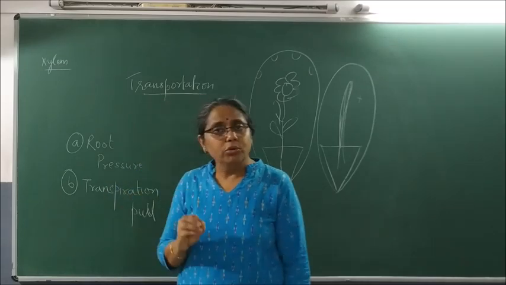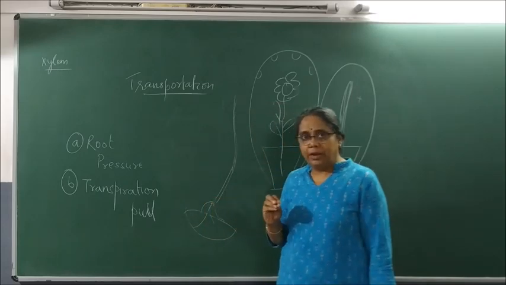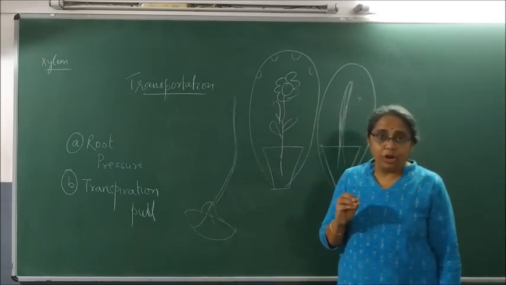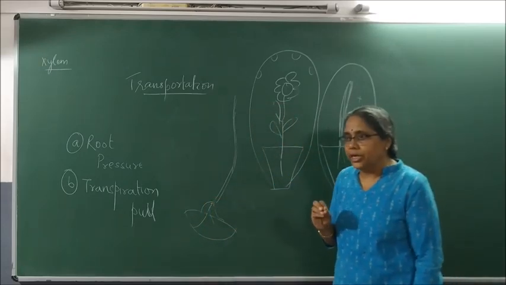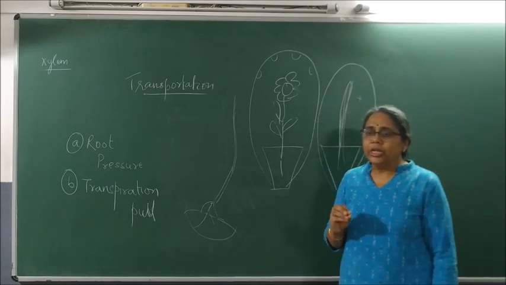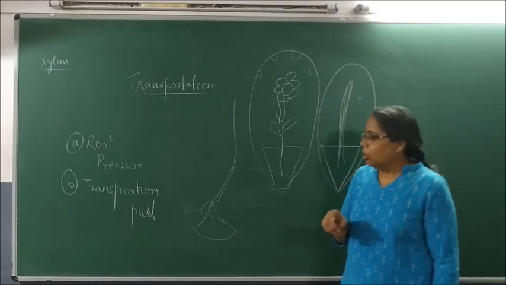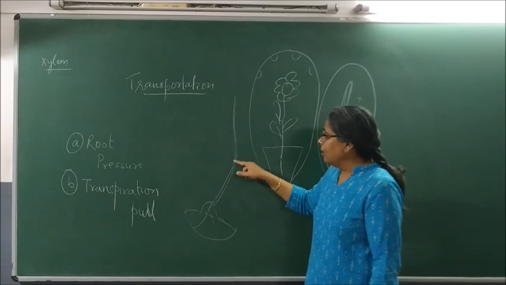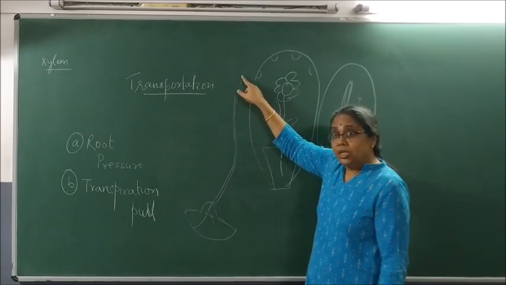When you talk about transportation of water and minerals, the two important ones are tracheids and vessels. The tracheids and vessels of the root form a continuous channel which continues even till the stem.